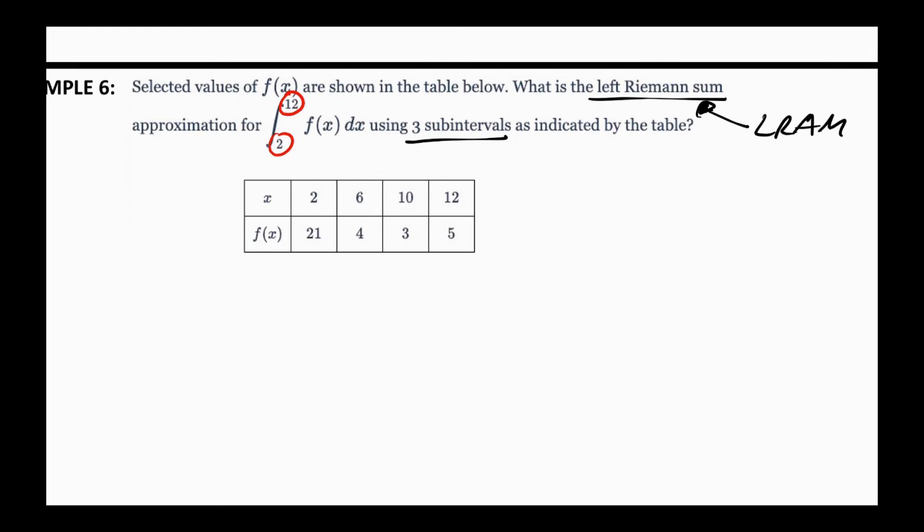It's okay. Sometimes they'll say it has to be 3 equal subintervals. That means they all have to have the same width. This one doesn't, so we don't have to worry about that. So they kind of set it up for you. First one is going to go from 2 to 6, then 6 to 10, then 10 to 12.